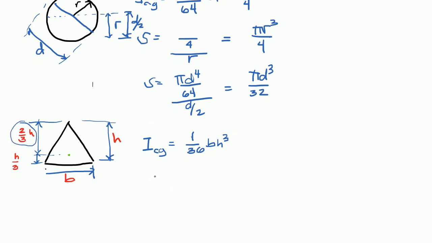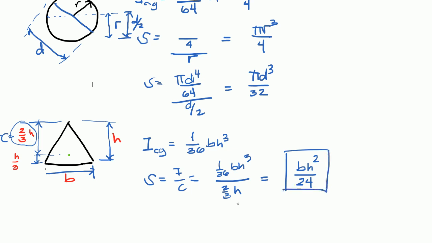So, let us continue. The section modulus, therefore, is I over C. This is our C. So, this becomes 1 over 36 of BH cube over 2/3 of H. And so, this is equal to BH squared over 24. So, this is the section modulus of a triangle. So, that's how you get the section modulus.